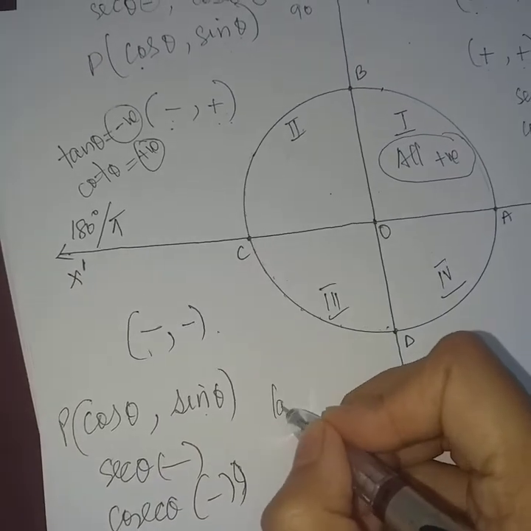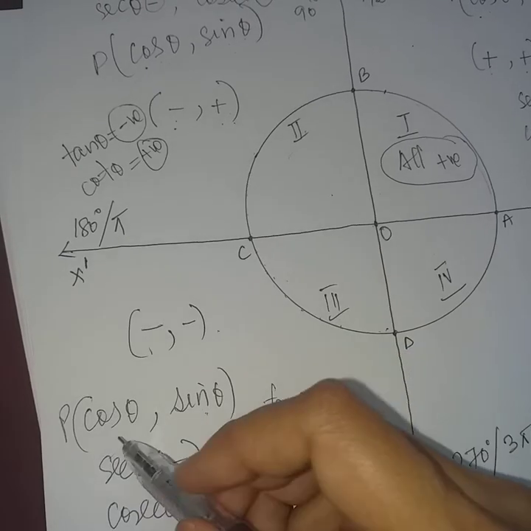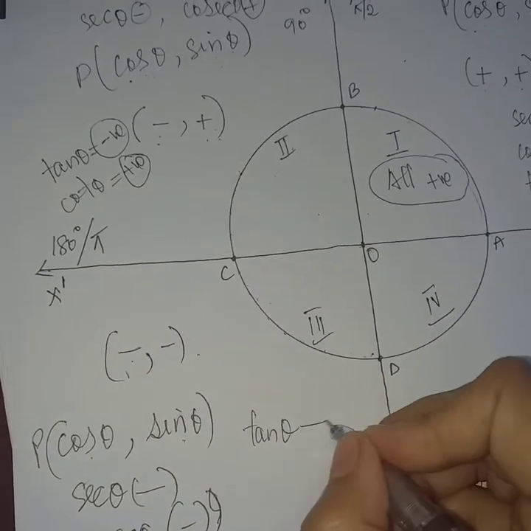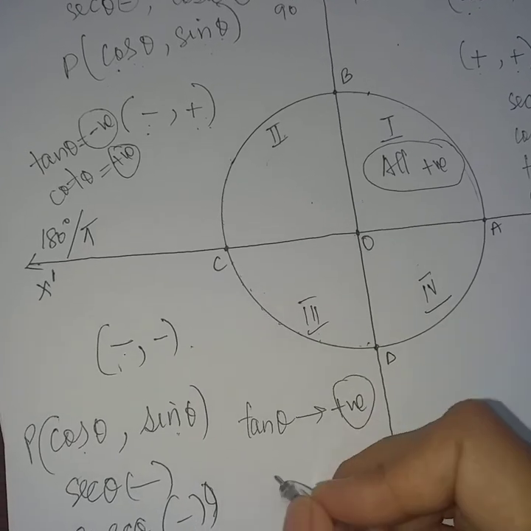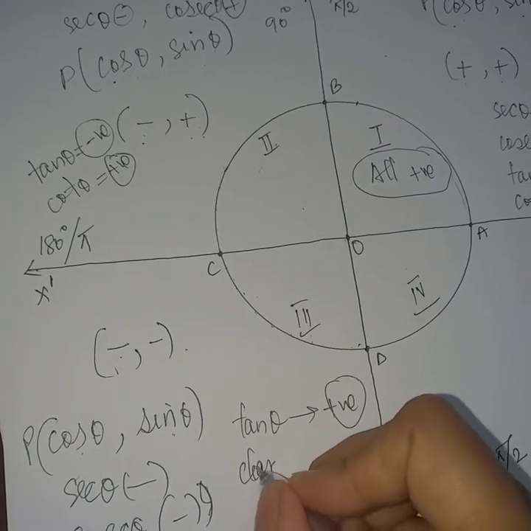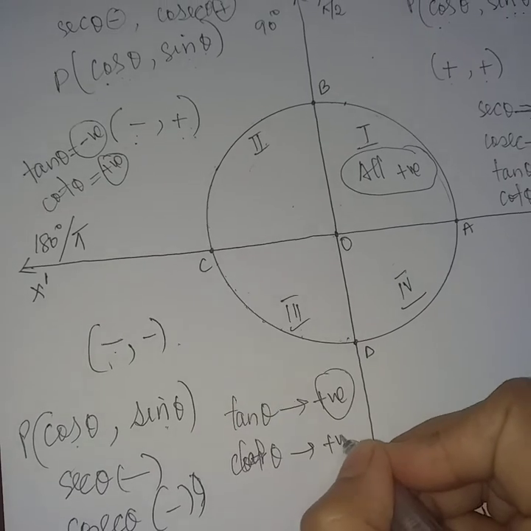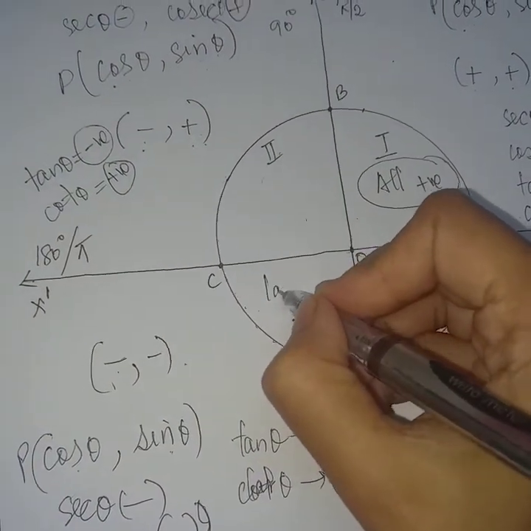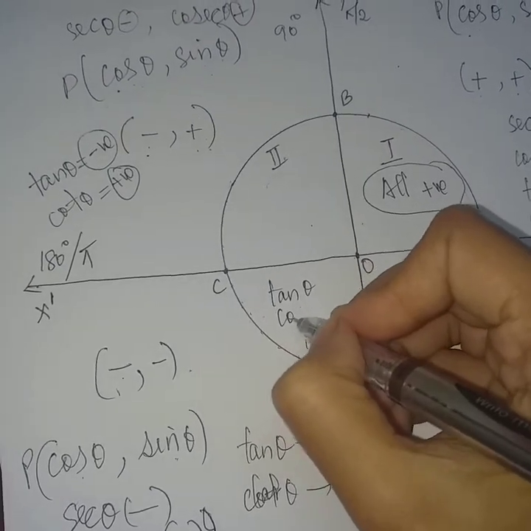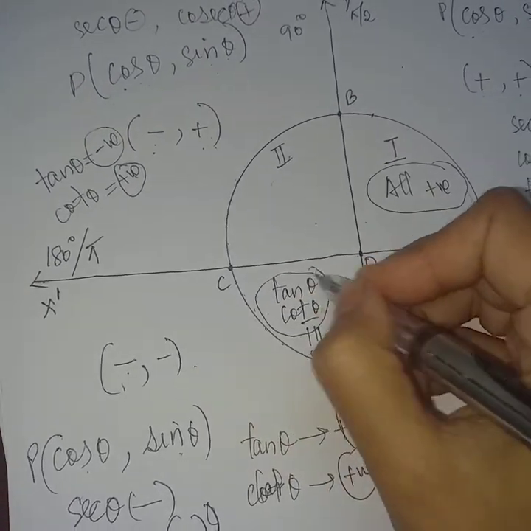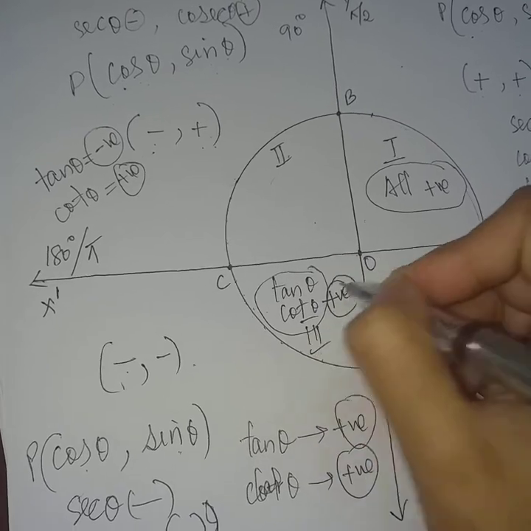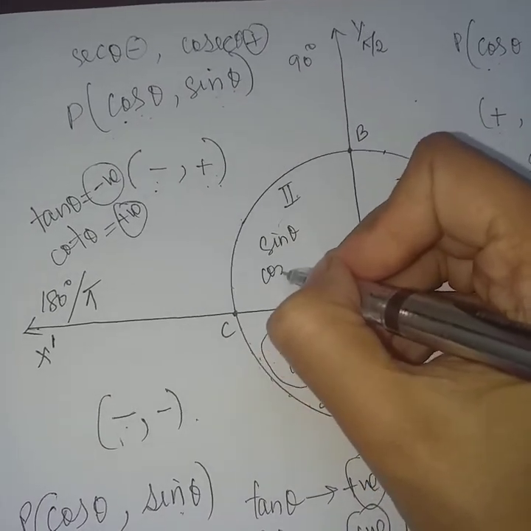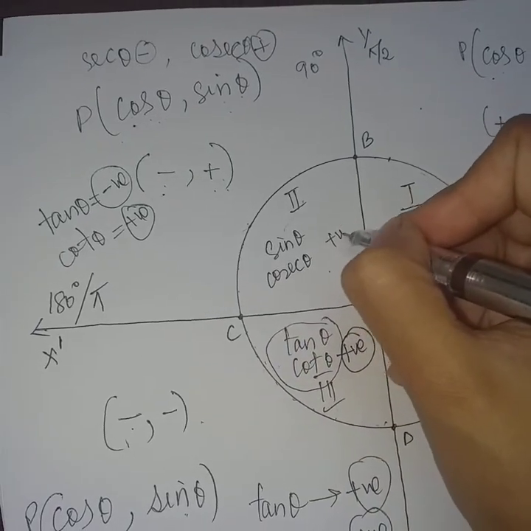Now what about tan theta? Tan theta is sine theta by cos theta. Both sine and cos are negative, which means the negatives will get cancelled. It will become positive. And also cot theta will be positive. That means all the values of tan theta and cot theta in this quadrant will be positive. These are positive. Here only sin theta and cosec theta are positive in the second quadrant.